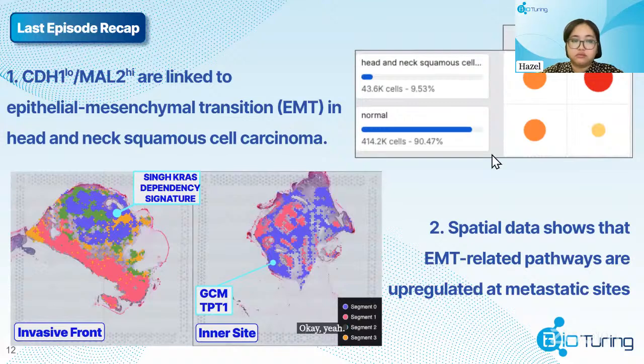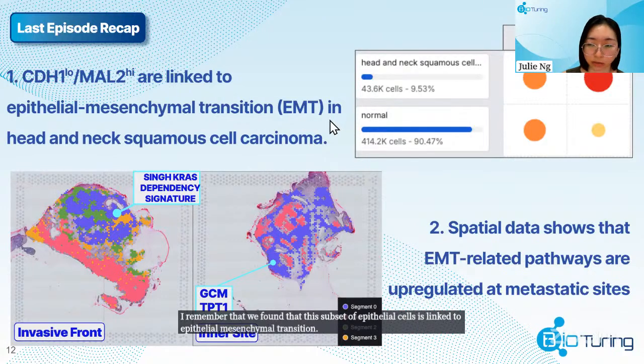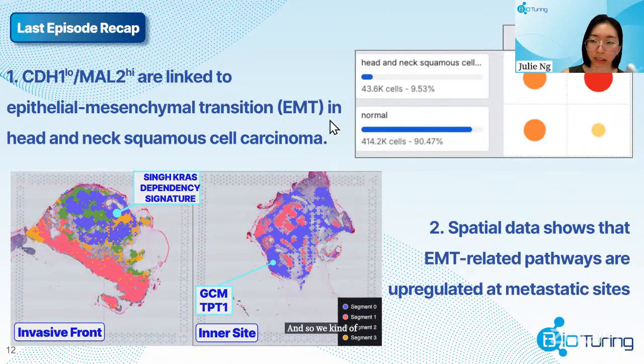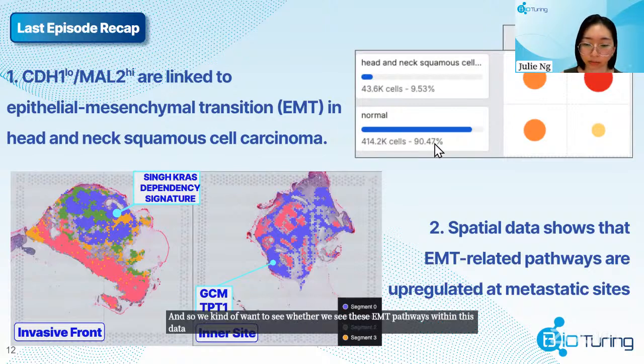Okay, so I just want to bring this back to what we found in our last talk. I remember that we found that this subset of epithelial cells is linked to epithelial mesenchymal transition. And so we want to see whether we see these EMT pathways within this data set as well.